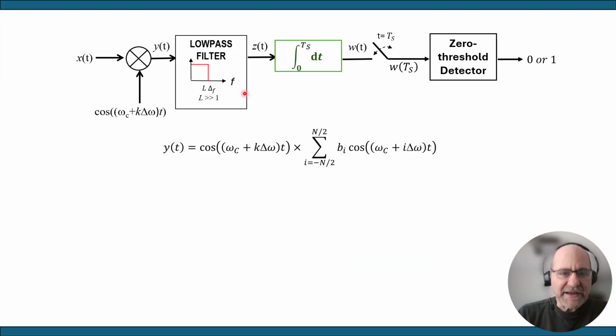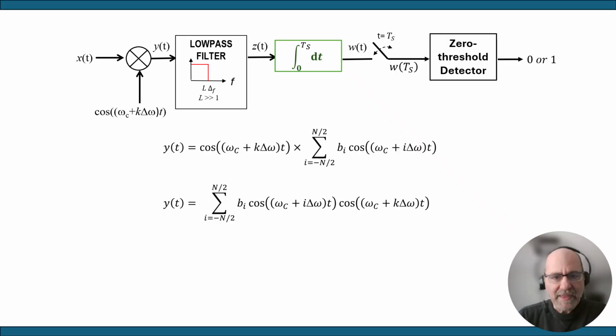So let's look at the expression for the signal y of t that's coming out of this multiplier, this mixer here, and that will be the product of the OFDM signal, which you can see here, multiplied by the local carrier for the kth subcarrier, which you can see there. And that can be rewritten into this form.